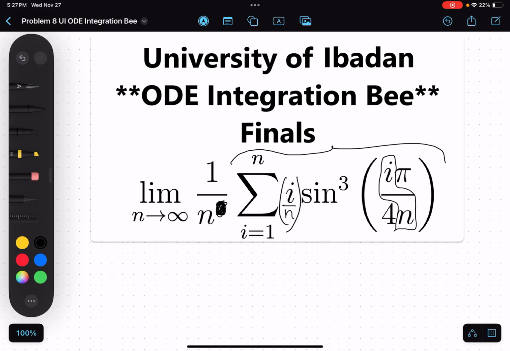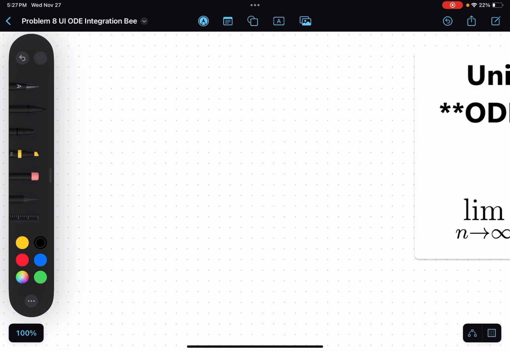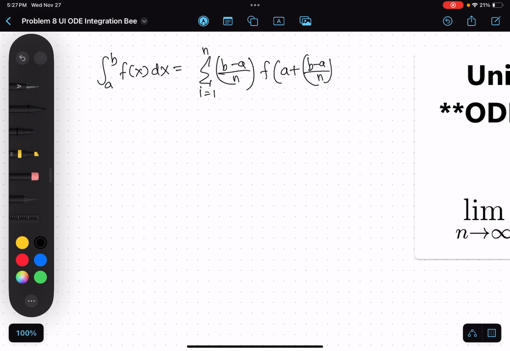And when you see this, the Riemann sum should strike in your mind, because I guess you know about Riemann sum. Riemann sum just says that, let's say if I have integration from a to b, f of x dx, this is the same as the sum from i equals 1 to n of (b minus a) by n times f of a plus (b minus a) by n times i.